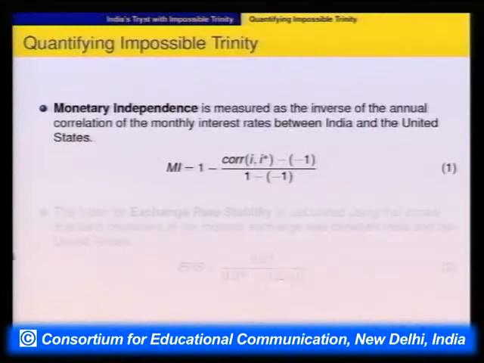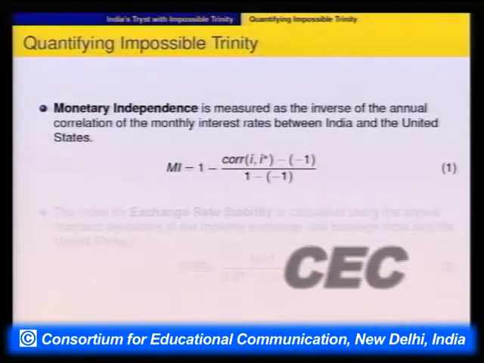So while mathematically this is the symbol, what it basically means is that the higher the correlation between Indian interest rates and US interest rates, the closer the second term on the right hand side is to 1. If the correlation between I and I star is 1, then that term is 1, so 1 minus 1 is 0. So basically it means that if your interest rates are highly correlated with the United States interest rate, you're basically following what the United States is doing, then you have no monetary independence. Your monetary independence is close to 0. Whereas if they are not at all correlated, then the correlation of I and I star would be close to minus 1. And if that is the case, then the way it is constructed, MI should be equal to 1.